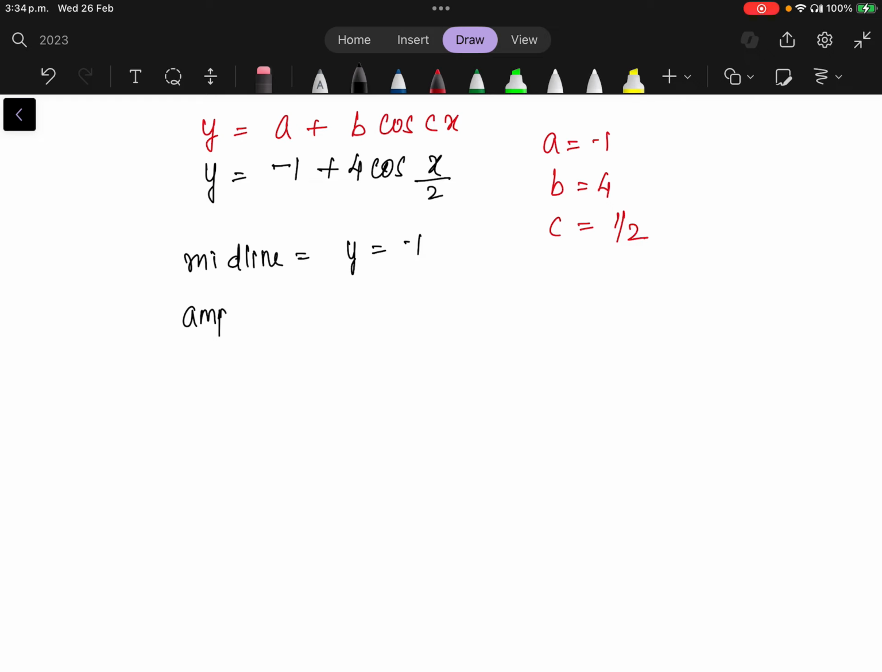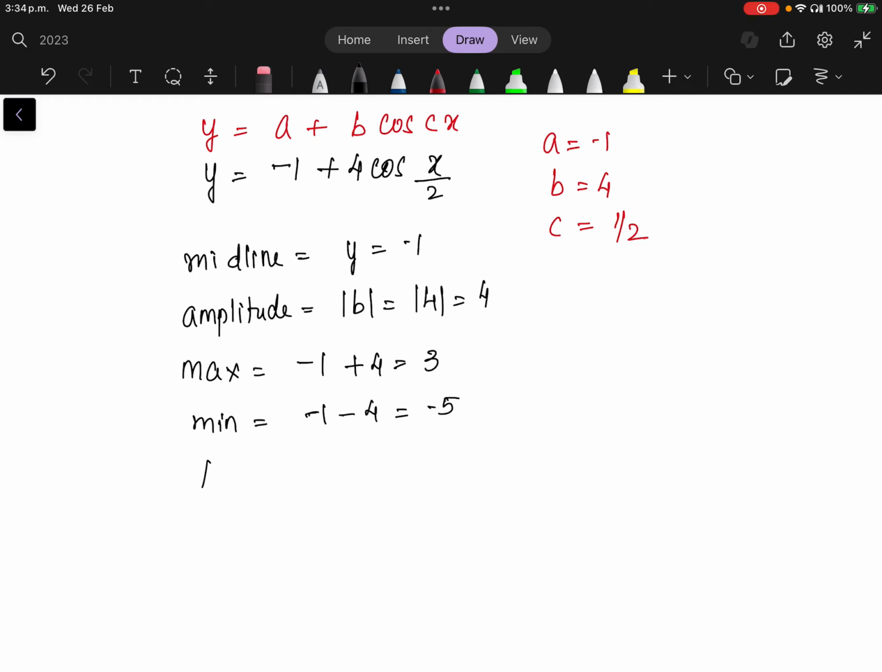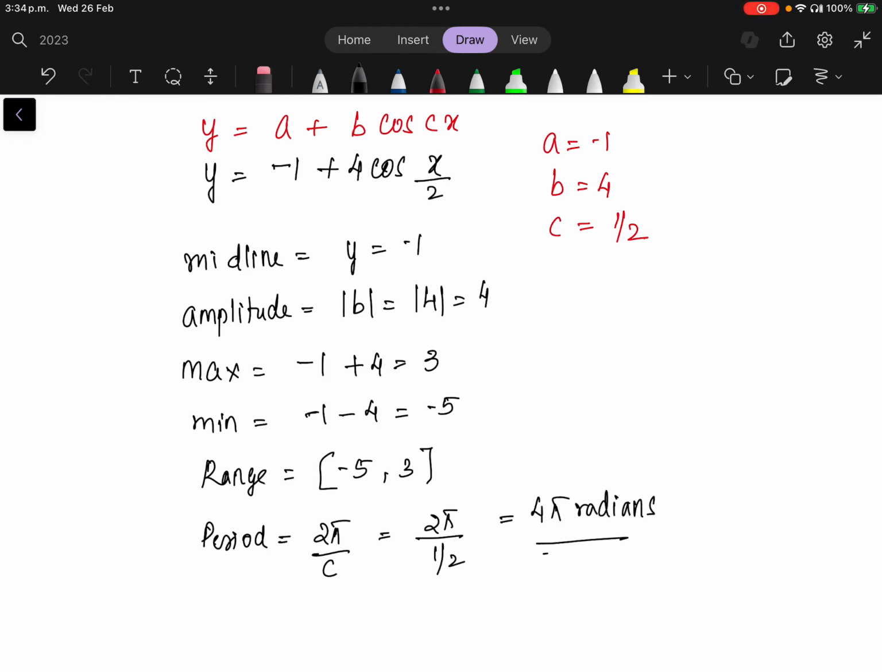Amplitude is modulus of b, which is equal to modulus of 4, which is 4. Min value or max value, let me just write the max value first. Max value is equal to minus 1 plus 4, which is equal to 3. Min value is equal to minus 1 minus 4, which is equal to minus 5. Range is equal to minus 5, 3. Period is equal to 2 pi over c, which is equal to 2 pi over 1 over 2, which is equal to 4 pi radians. As easy as that.